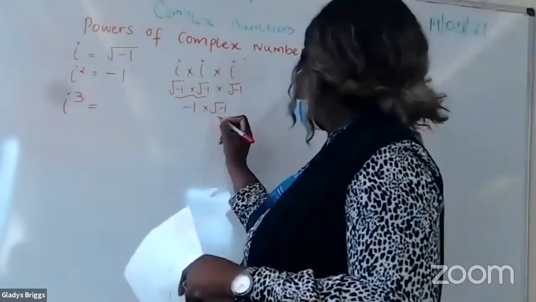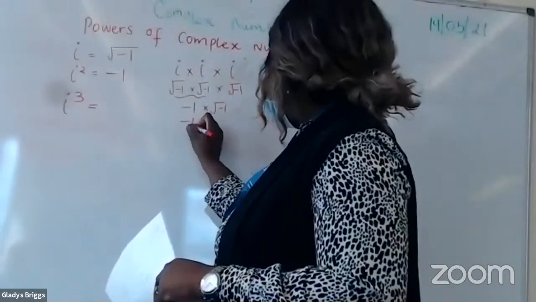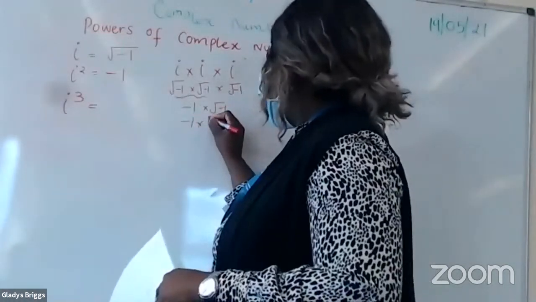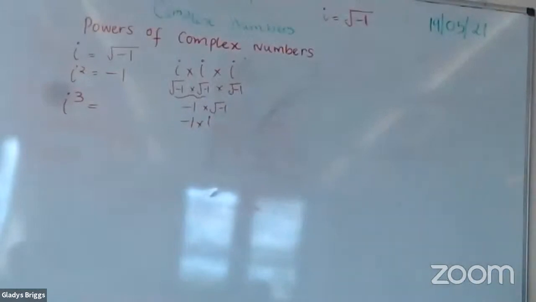Right. And now you know that -1 times the square root of -1 is i. Yeah, you know that, don't you?